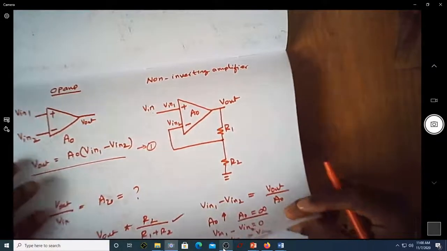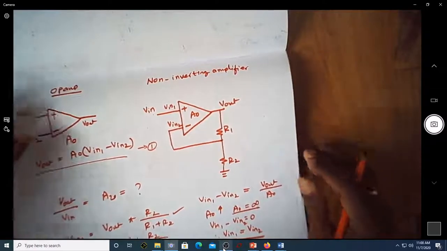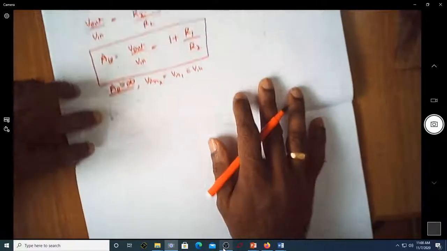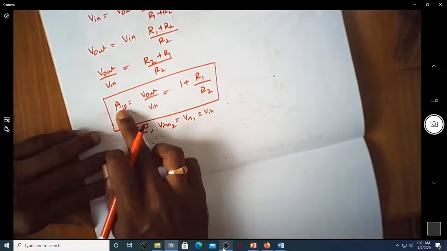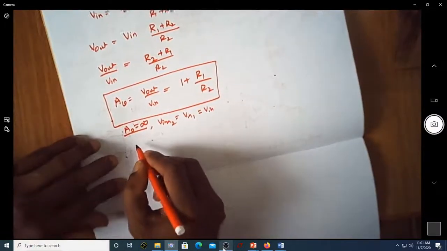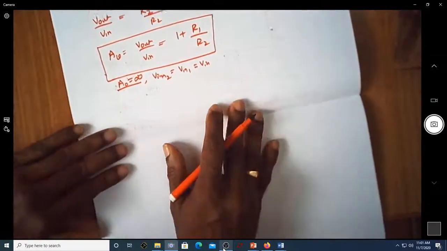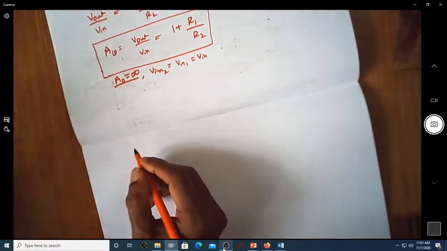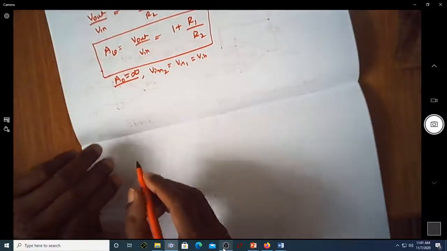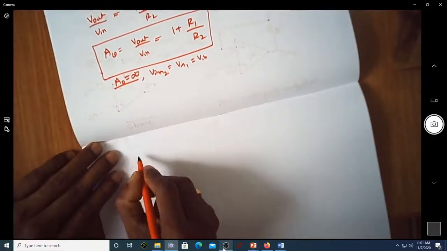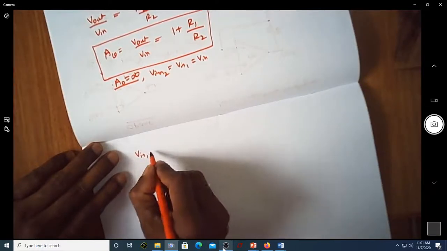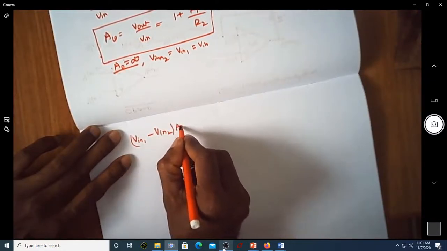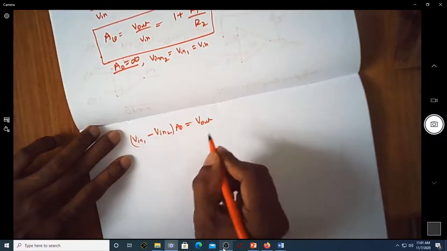If we consider A0 as a finite value, then this expression will slightly differ. So let us see what the expression for the same voltage gain is if A0 is not infinity. We will again consider the same expression that we had. This is my V in 1 minus V in 2, multiplied by A0, is equal to V out.